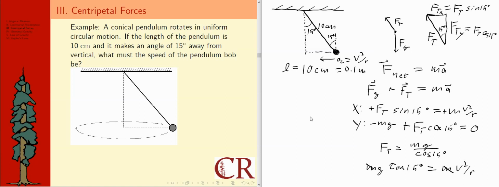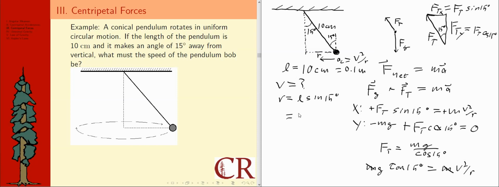Can we solve anything yet? What were we asked for? Anyone remember? We were asked for the speed. There it is. Tangent of 15 degrees I can calculate. g I can calculate. If only I knew r. Well, I do know L, this 10 centimeters, and r is really this length right here. So r, I think, is equal to L times, I believe, sine of 15 degrees.